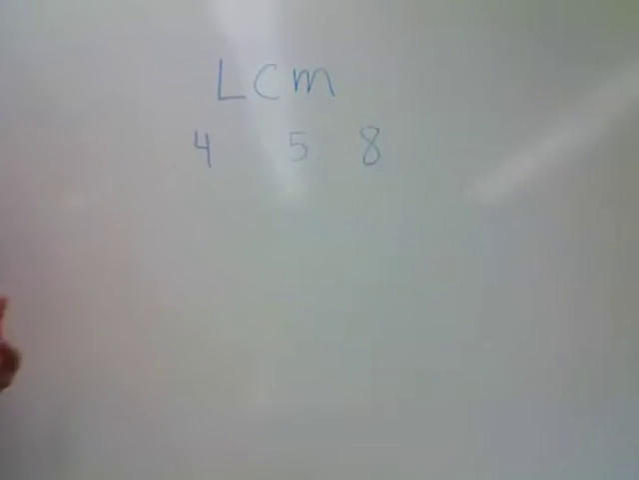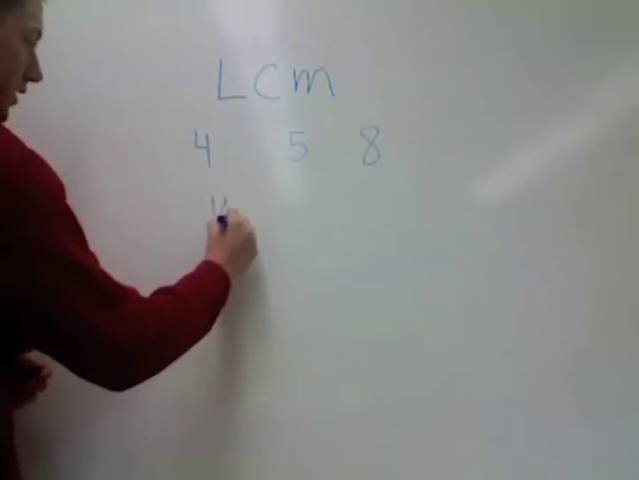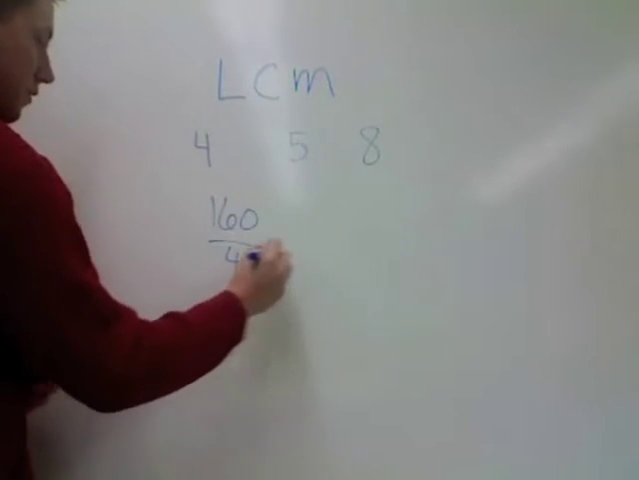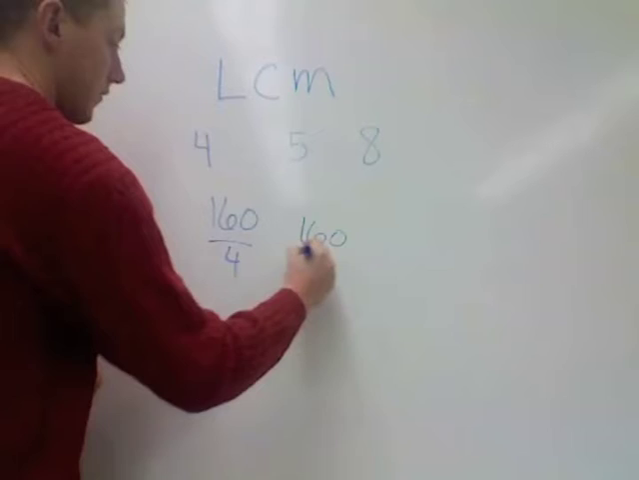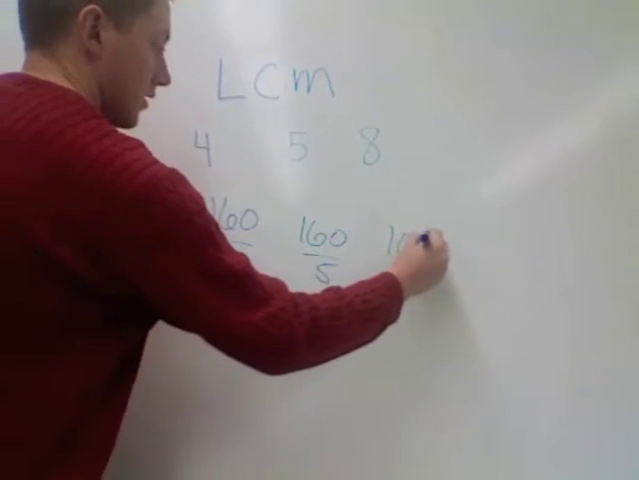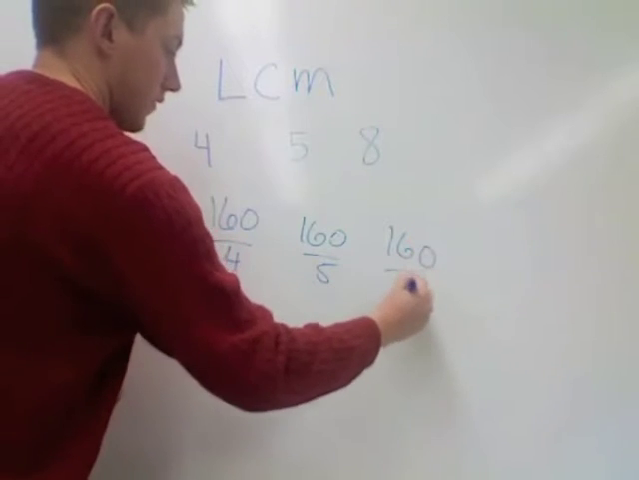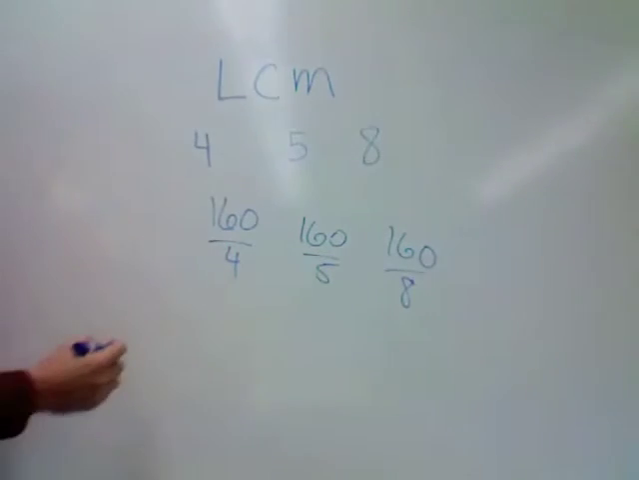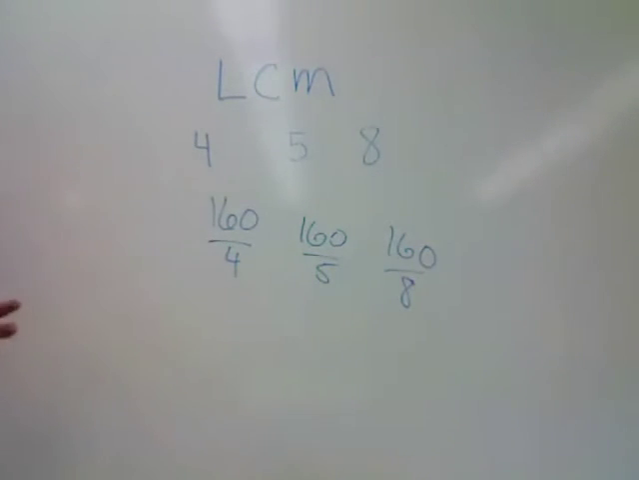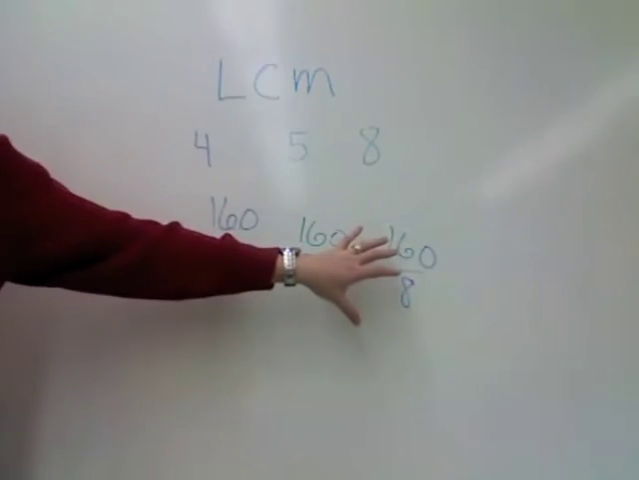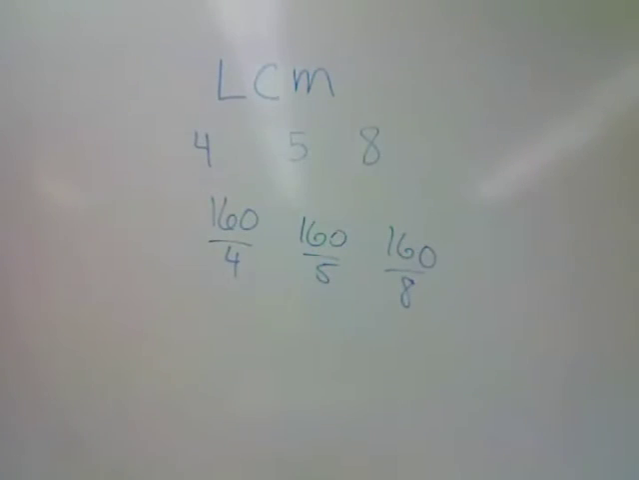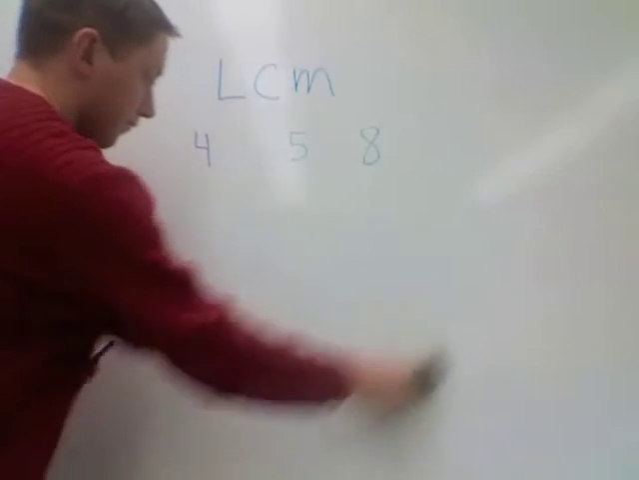We could take 160 and see that 160 is divisible by 4, 160 is divisible by 5, and 160 is divisible by 8. So you can see that it's obviously divisible by all three, but it's still not the least common multiple. So what we can do to get this answer is the following.